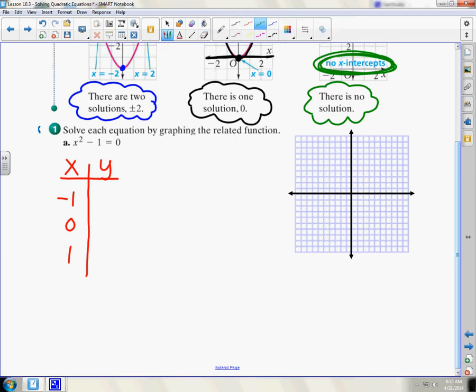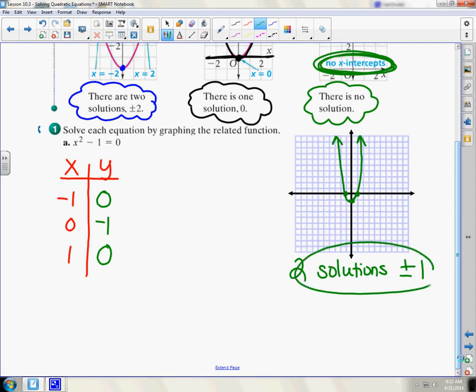So -1 squared is 1, minus 1 is 0. 0 squared minus 1 is -1. And 1 squared, which is 1, minus 1 is 0. If we graph this, we go -1, 0, 0, -1, and over 1, 0. So here is our graph, and this has two solutions, which are plus and minus 1. Positive and negative 1.